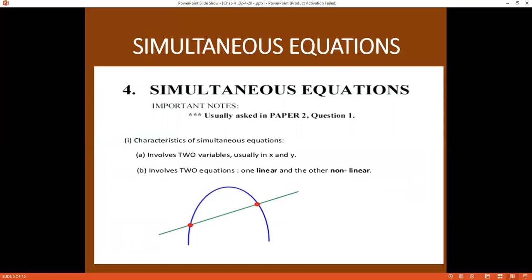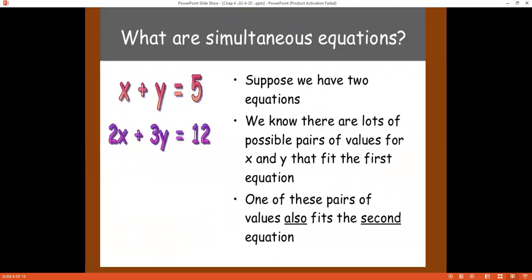Then it involves two equations. There are two simultaneous equations, and one is linear and the other is non-linear. What is linear and what is non-linear? A linear equation has a variable with highest power one, and a non-linear equation has a variable with power more than one. When you talk about the linear equation, the power will be one. Okay, fine. Next, move to the next step.